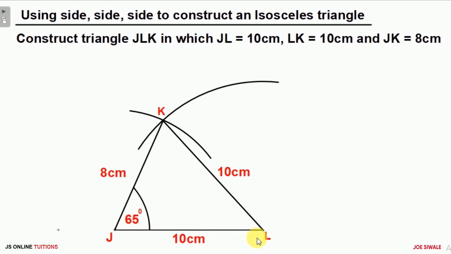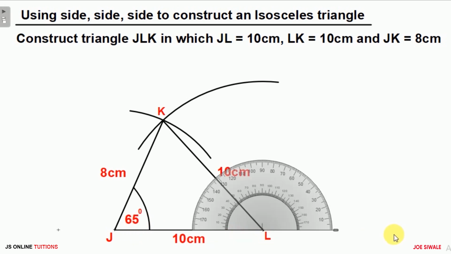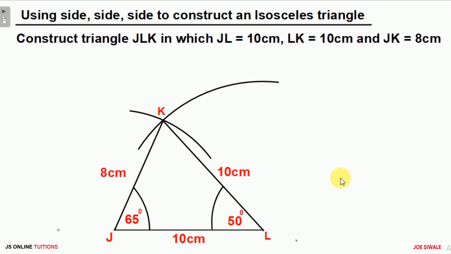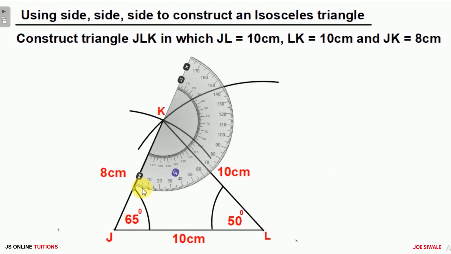Let us measure the angle at L. So we're going to put our protractor at L and we're going to measure the angle at L. So we're going to say 10, 20, 30, 40, 50. So that's 50 degrees. So we have indicated the angle at L as 50 degrees. Let us now measure the angle at K. So we're going to put our protractor at K and we're going to measure the angle at K. So we can say 10, 20, 30, 40, 50, 60, and that's going to be 65 degrees.